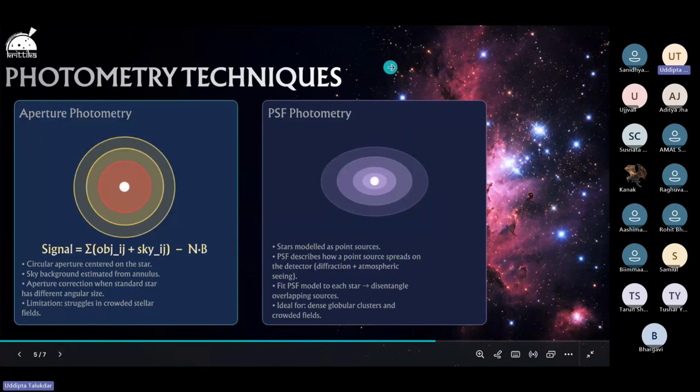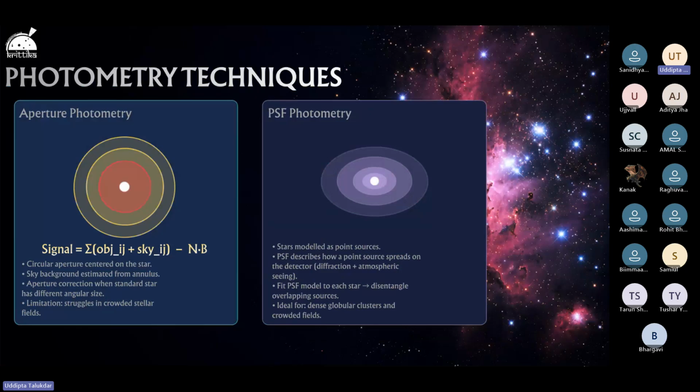So the next thing is very important, and we move on to the techniques of photometry. The first one, as you can see here, is aperture photometry. What we do here essentially is we draw a circle around the star, add up all the light inside it, and subtract the background. Let me explain. The white circle right here is the star, and the reddish circle that you observe here is the aperture, the region that you are summing up.